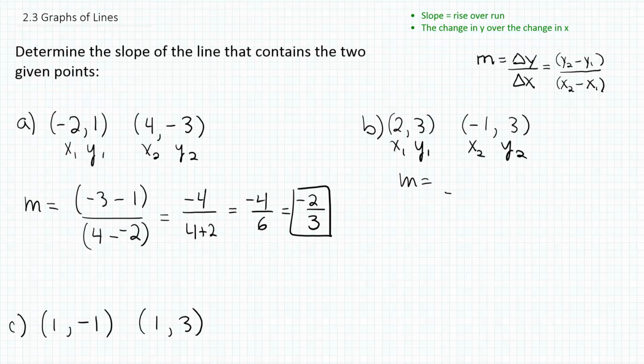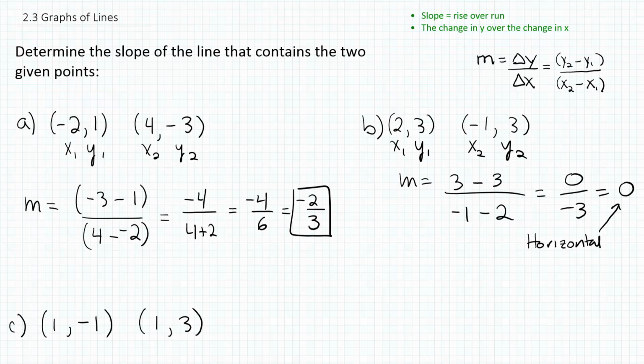Let's go ahead and plug in the values then. So y2 will be 3 minus y1, which is 3, divided by x2, which will be negative 1, minus x1, which is 2. So you end up with 0 over negative 3, or in other words, just 0. So it means that the slope for this line is 0. That indicates that it's a horizontal line. So remember that if you have 0 slope, it means your slope belongs to a horizontal line.